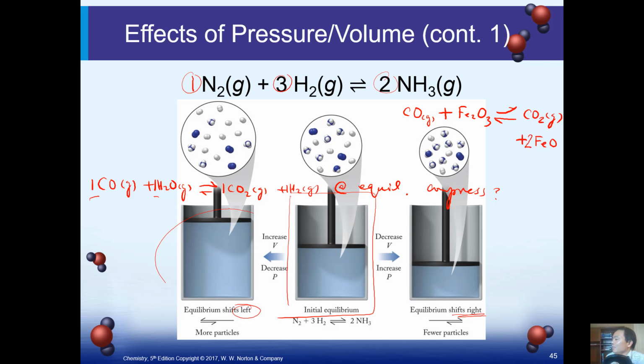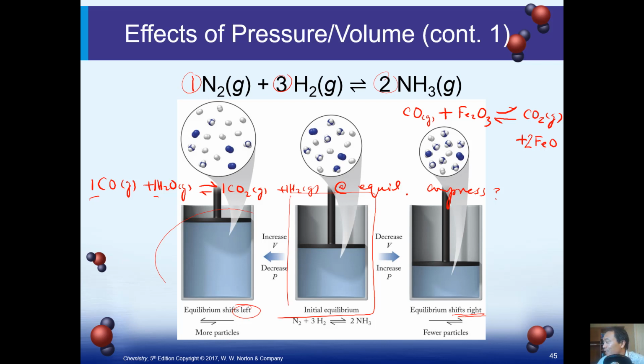That's it. The reaction is balanced over here with 4 oxygens on the right side, 4 on the left, 2 iron on the left and right, and 1 carbon on the left and right. So it's balanced already. For this reaction, let's do the same thing for the compressing or the expanding of the container. So what's going to happen?